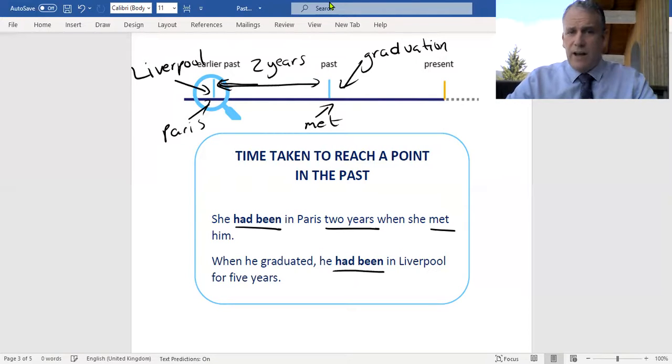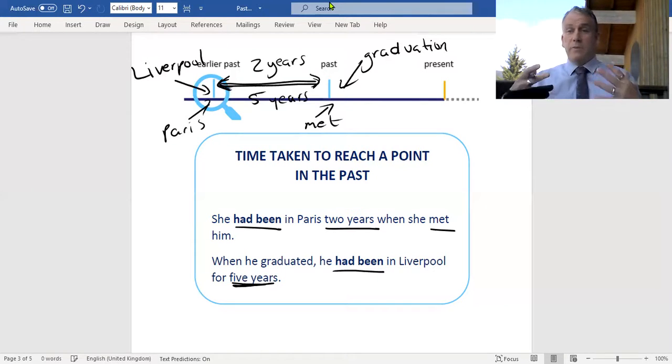So again, how do we know the distance between the two events? We're told in the sentence, it's 5 years. So at some point in the past, he moves to Liverpool, and then 5 years after that, another event happens in the past, he graduates. And we know that because we've used had been for the initial moving to Liverpool. That's the thing that happens first. And we've used the past simple to indicate the event that happens afterwards.